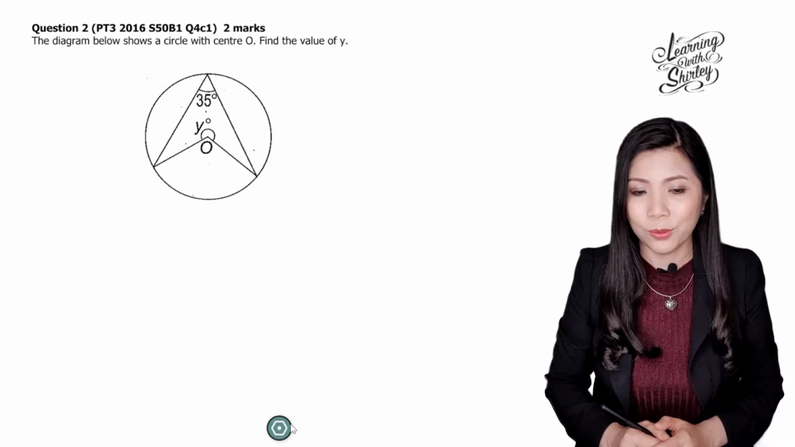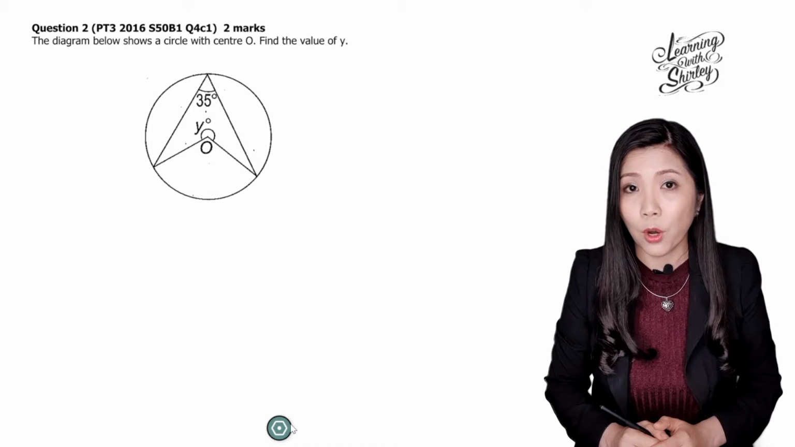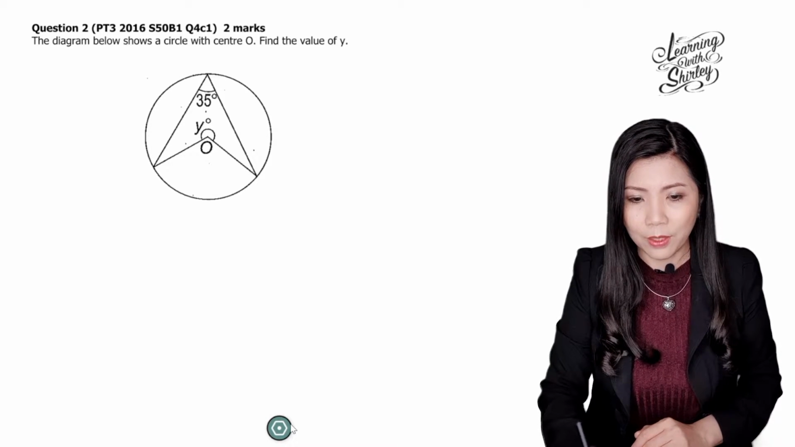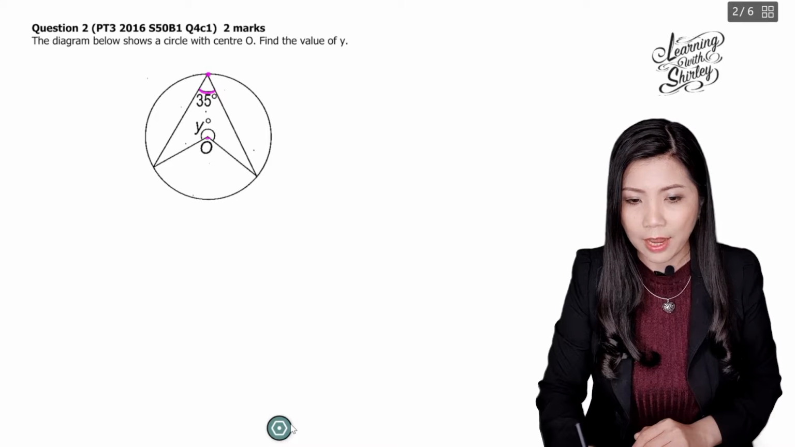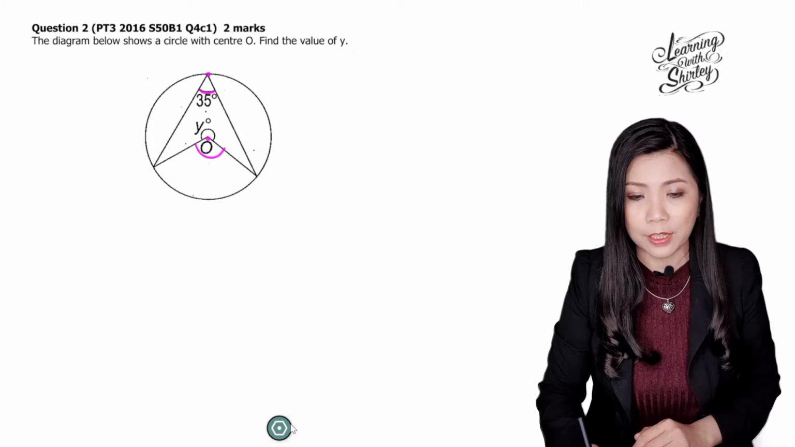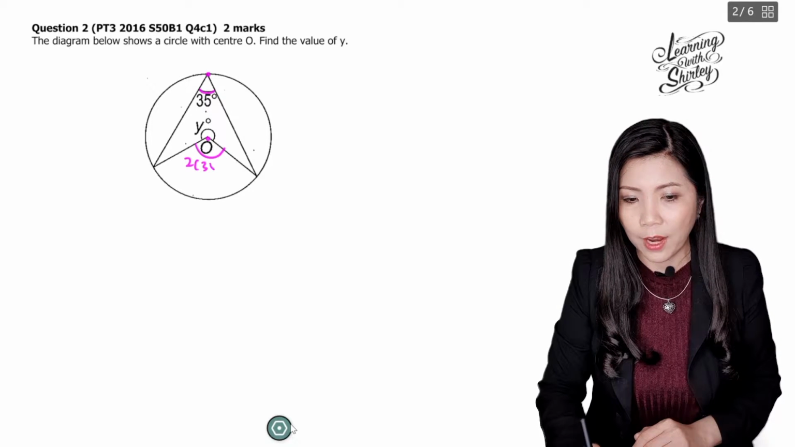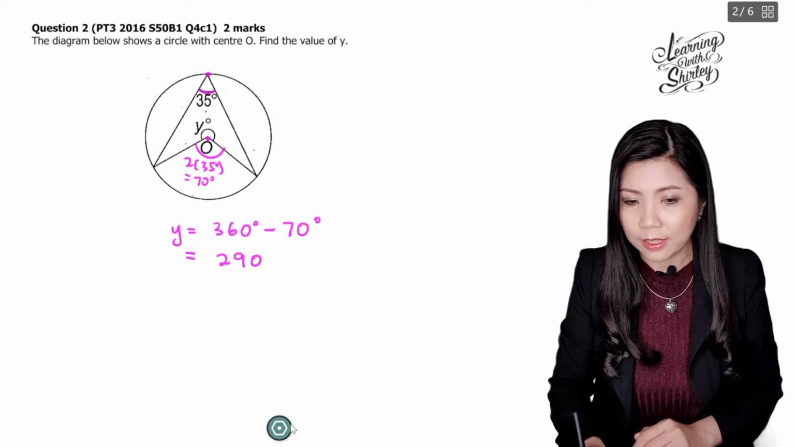Let's look at question number 2. The diagram below shows a circle with center O. Find the value of y. This is the angle subtended at the circumference, and this is the angle subtended at the center, and it must be 2 times 35. So 2 times 35 equals 70 degrees here. To find y, I'm going to use 360 degrees minus 70 degrees, and the answer is 290 degrees.